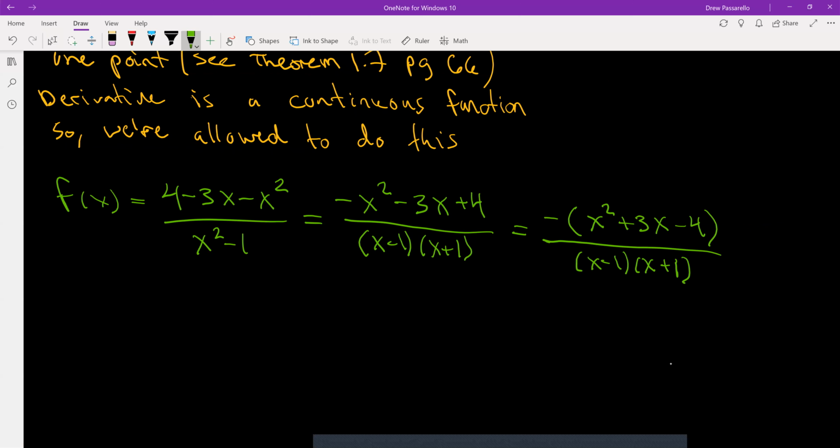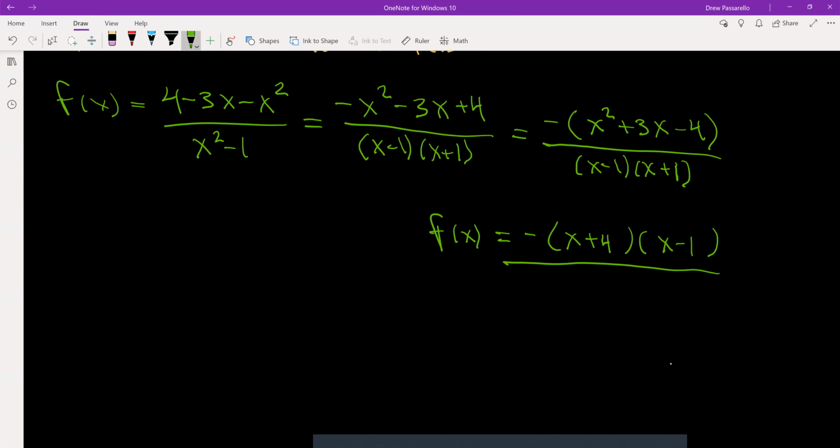All right, and then the numerator I can factor. It's going to factor into two factors where they multiply to give you negative 4 and add up to give you positive 3. And that's 4 times negative 1. So it's going to be x plus 4 and then x minus 1 are the two factors.